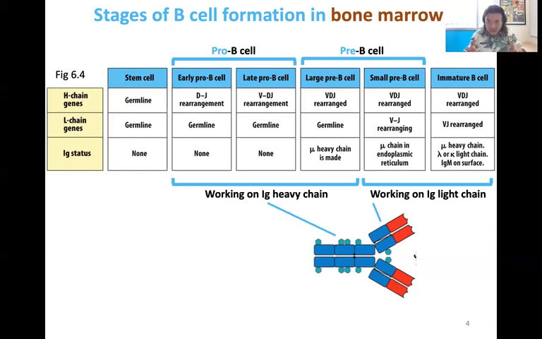So what this table is in this slide here is it's an outline.